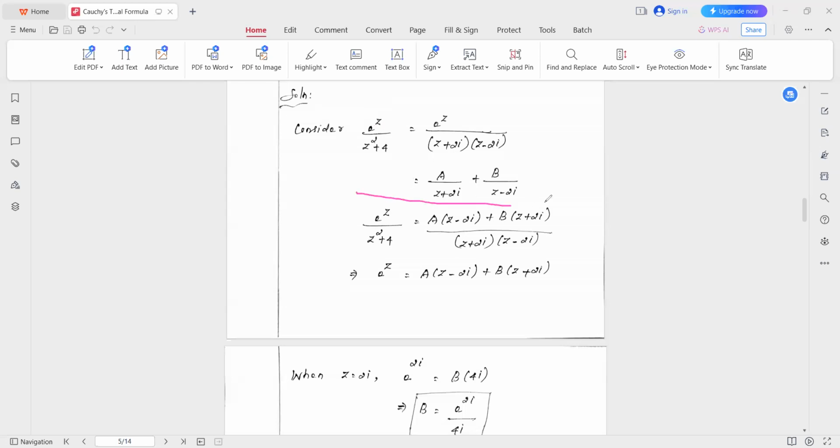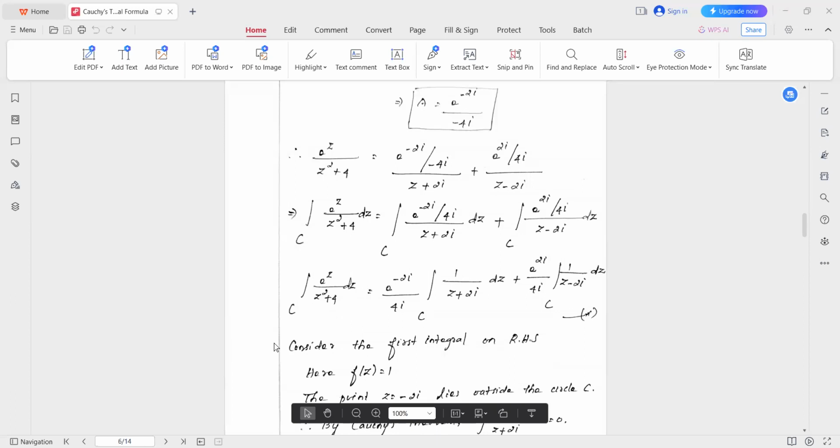This equation: e^z / (z² + 4) = A/(z + 2i) + B/(z − 2i). In this place, we substitute the values of A and B. So e^z / (z² + 4) equals the value of A, which is e^(−2i) / (−4i), divided by (z + 2i), and the value of B is e^(2i) / (4i), divided by (z − 2i).